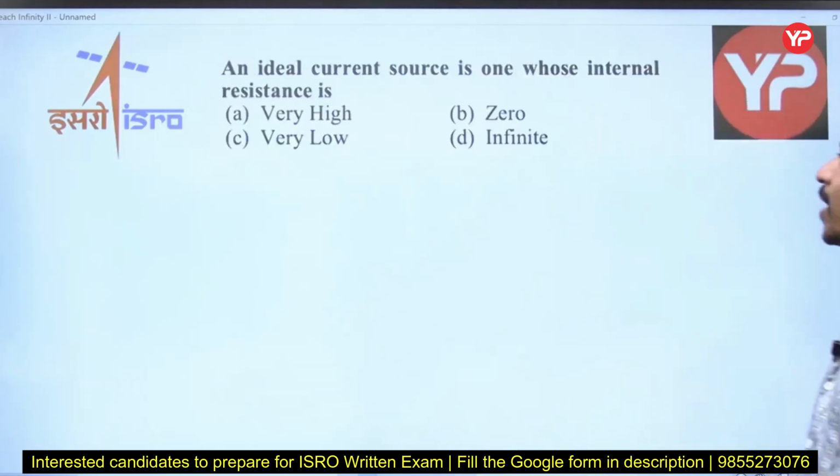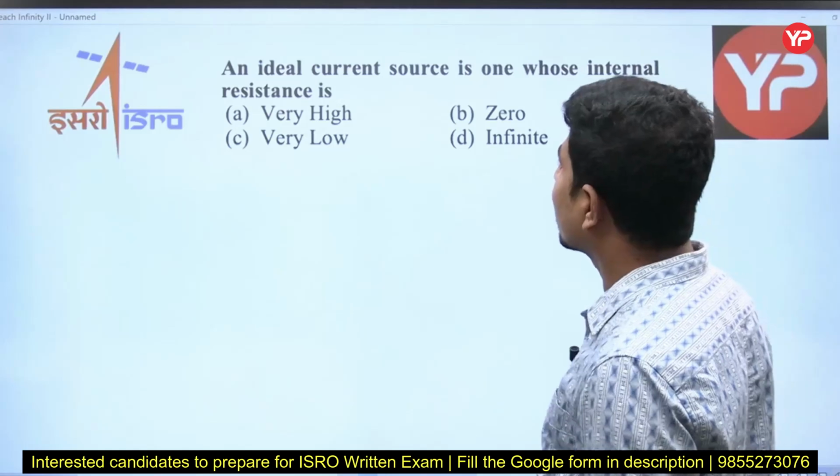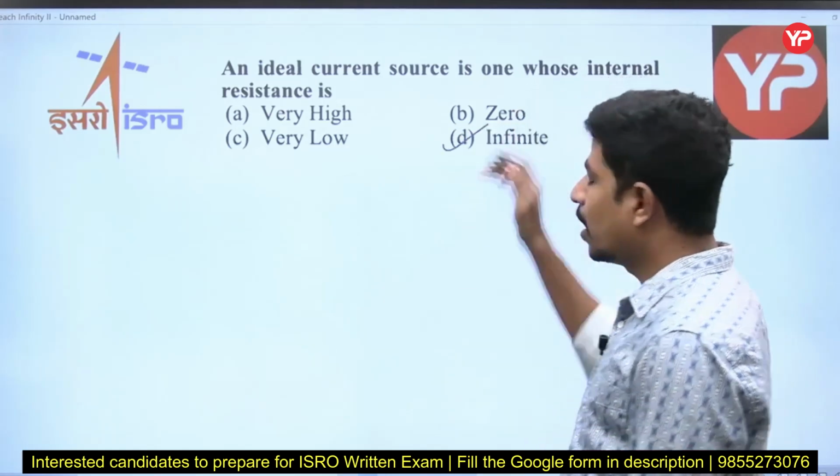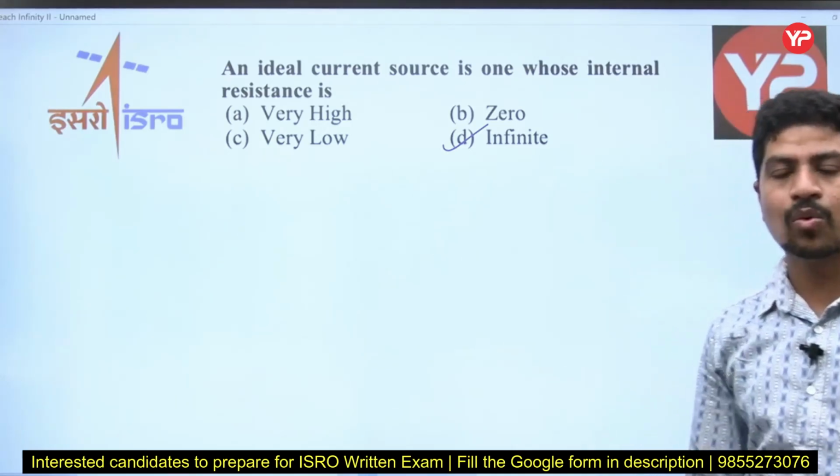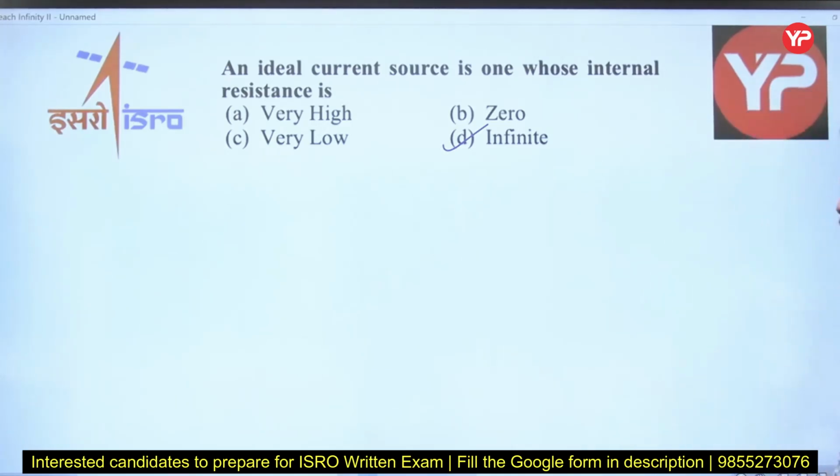Next. An ideal current source is the one whose internal resistance is infinite. Ideal current source internal resistance is infinite. Ideal voltage source internal resistance is 0. Current source is infinite, voltage source is 0. Right?